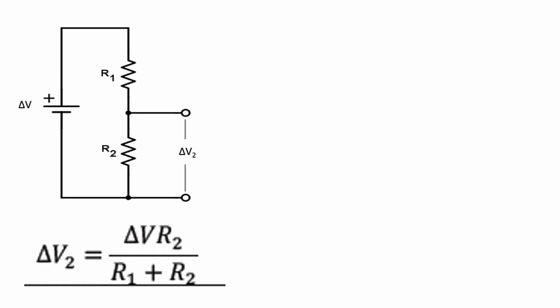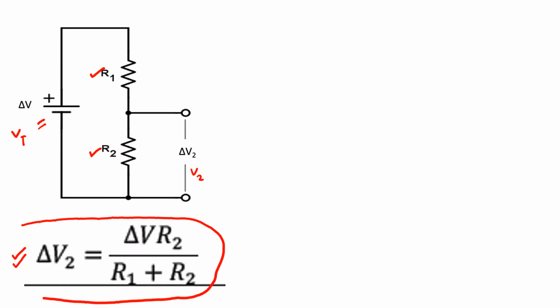So now let us derive the voltage divider equation. Once again, remember that a voltage divider is just a circuit composed of two resistors connected in series, and we have here our power supply delta V, or simply our total voltage. Say for example, we want to know the voltage across the second resistor, or delta V2, or we could just call it V2. We will derive this equation using the properties of a series circuit.